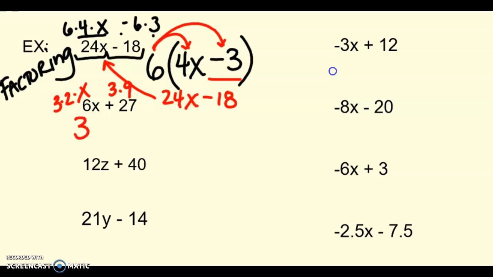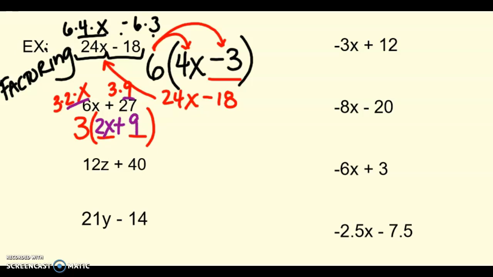Write that out in front, then your parentheses, and then tell me what's left in each of those terms after you've pulled out the 3. Here I have 2x for the first term and a 9 for the second term. If it's positive, put a plus sign.